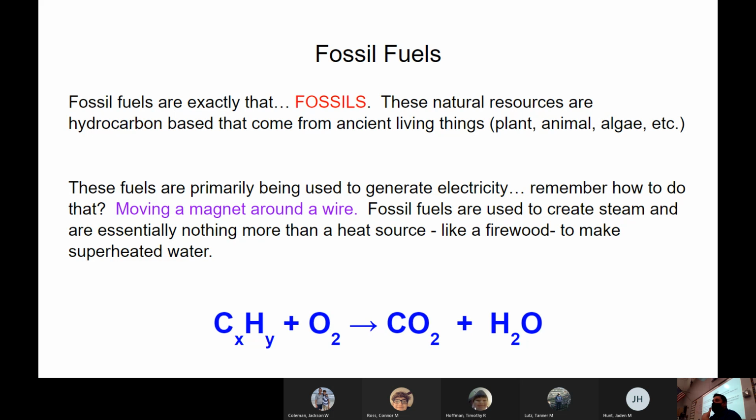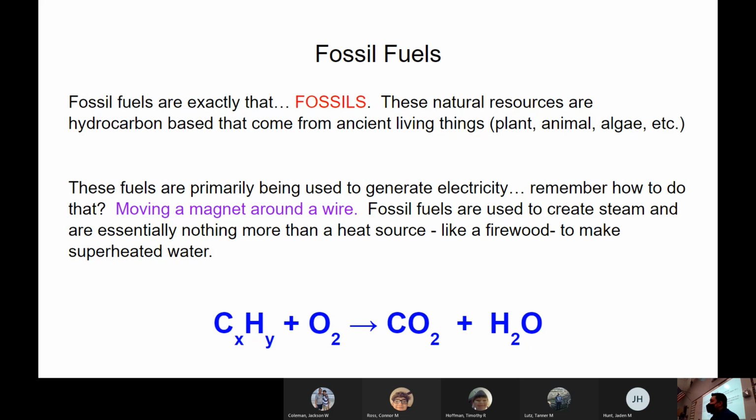Okay? So if it's not based on battery technology, we are using fossil fuels mostly to make electricity. Okay? So the easiest way to make electricity is to heat up water and turn water into steam that will move a magnet around a wire.